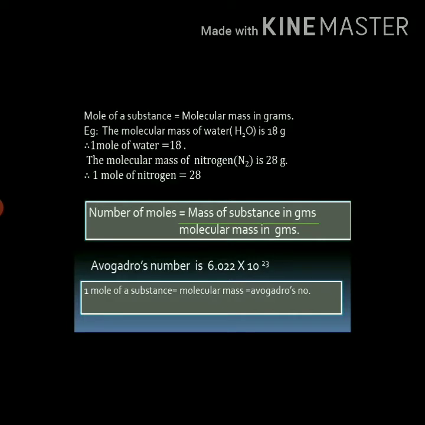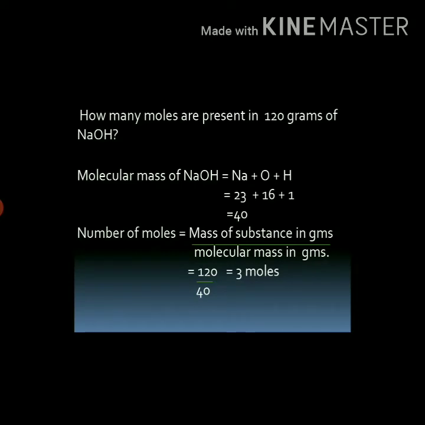Now let's see sums based on it. The first one. How many moles are present in 120 grams of NaOH? First let's find out the molecular mass of NaOH. Sodium is 23, oxygen is 16 and hydrogen is 1. So the molecular mass of sodium hydroxide is 40. Now the formula says number of moles is equal to mass of substance in grams upon the molecular mass. Mass of substance is 120 given. So it is 120 upon 40, that is 3 moles.